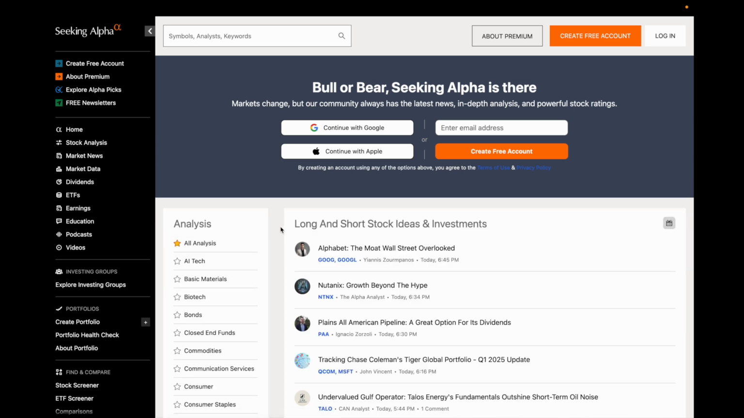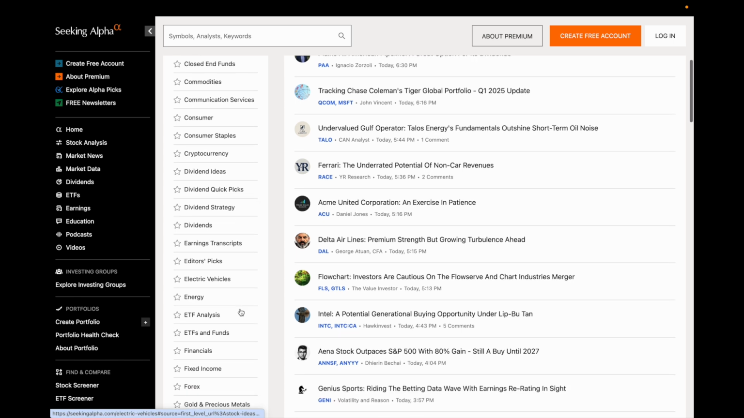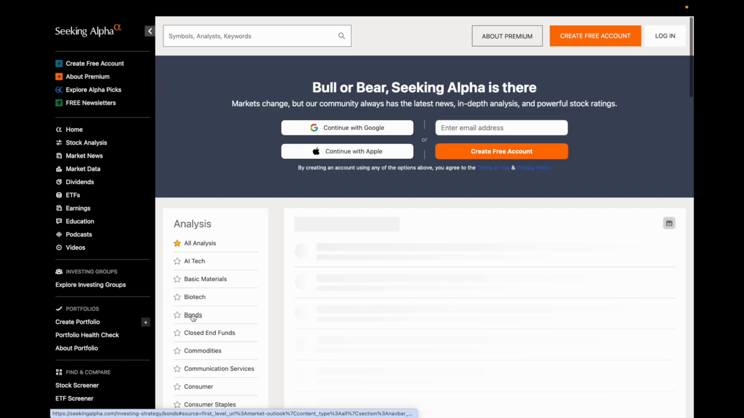Once you're on the stock ideas page, you can view a bunch of different analysis based on what you're looking for. So in this case, you're looking for Forex trades. So just scroll down on the left hand side here to where it says Forex and then press on that.